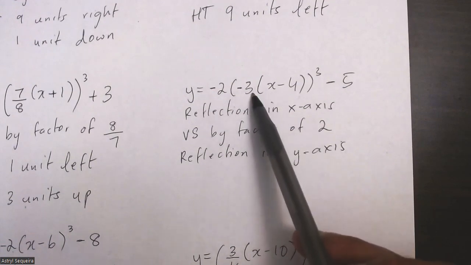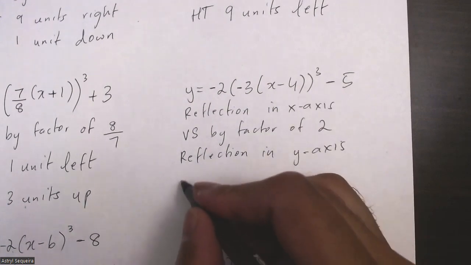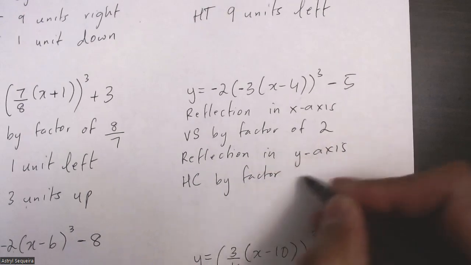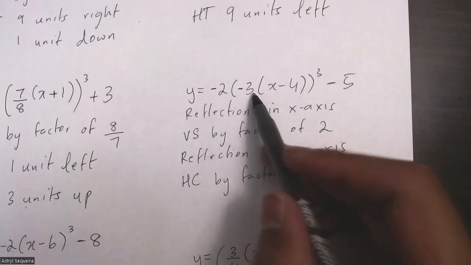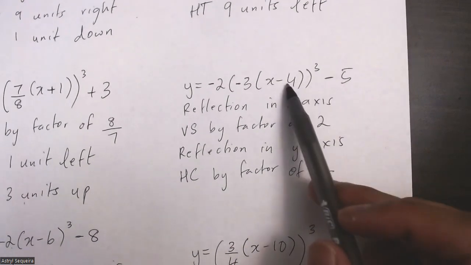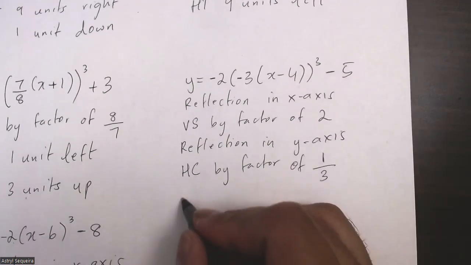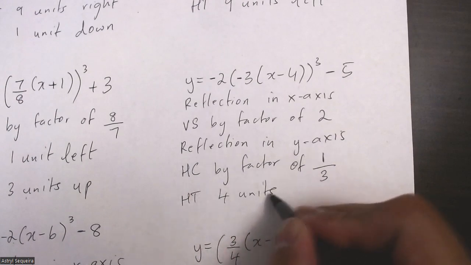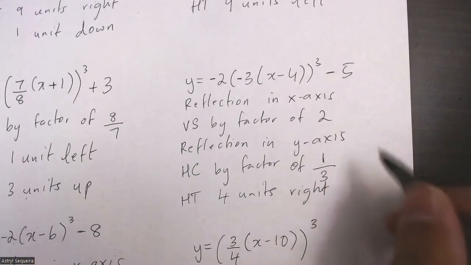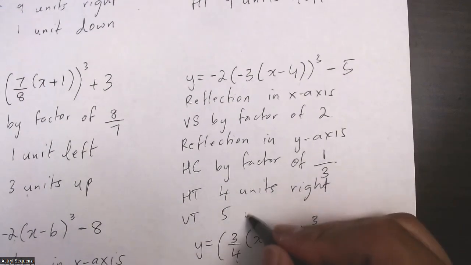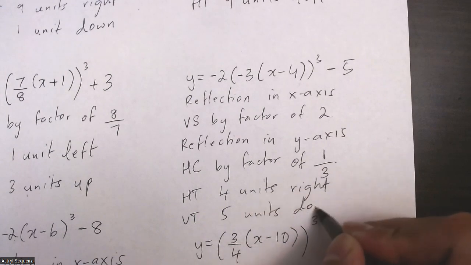This 3 is larger than 1, so for horizontal stretches and compressions, if it's larger than 1, it's going to be a horizontal compression by a factor of, and remember we have to flip this number upside down so it becomes 1/3. And this is just a horizontal translation, 4 units to the right. And last transformation is a vertical translation, 5 units down.